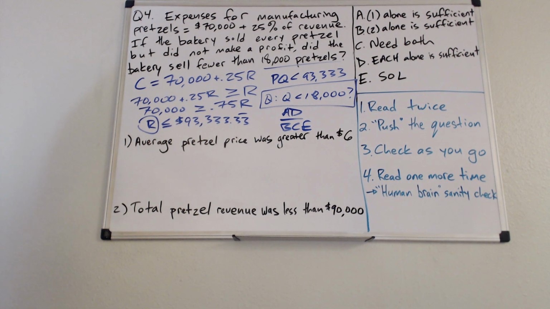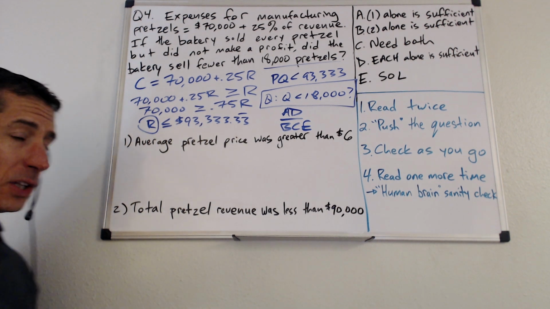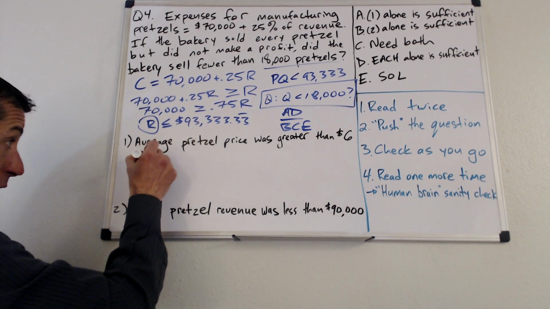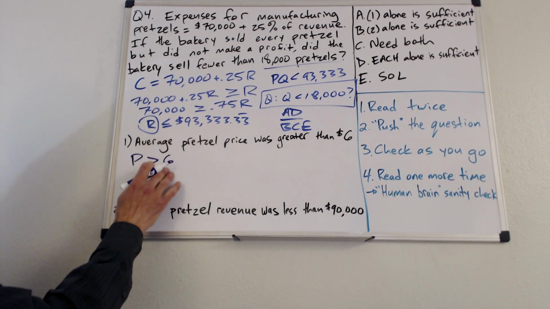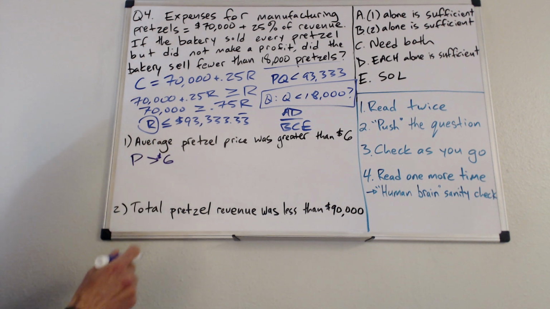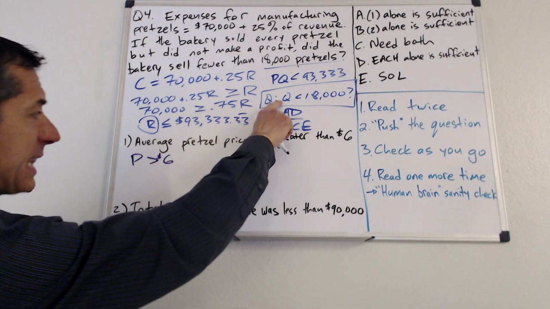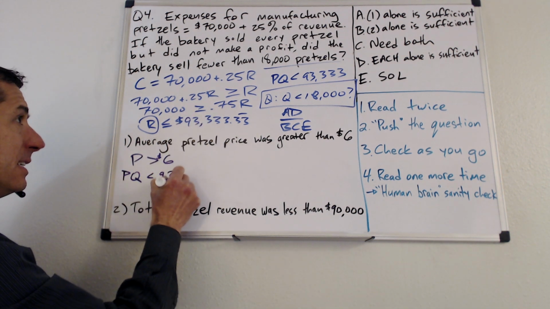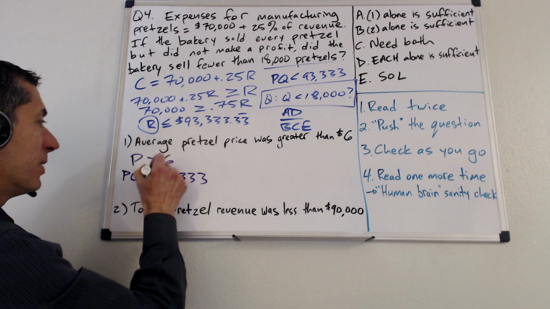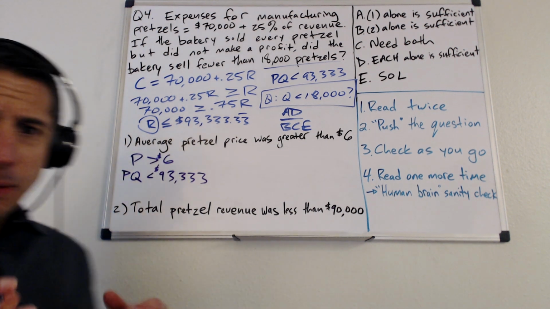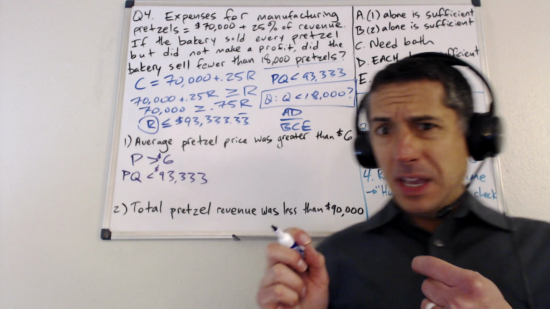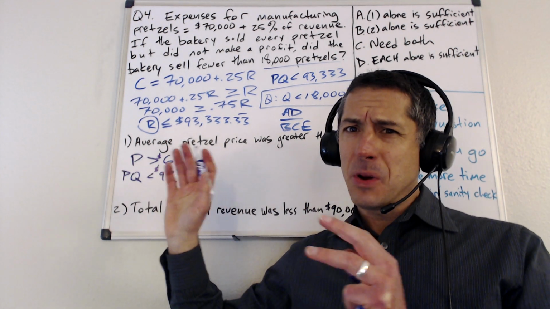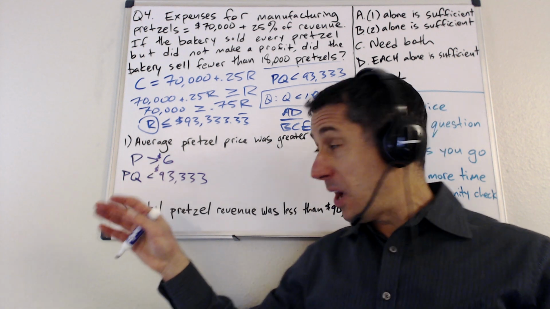Off we go. Average pretzel price was greater than $6. Now, mathematically, what makes it a little bit tricky, you could argue, is we know that the price is greater than $6. And what are we interested in? We're interested in getting at that quantity. We know that the price times the quantity has to be less than this 93,333. Now, if you're getting too mechanical and you go, oh, what's the rule for dividing out inequalities? You're kind of barking up the wrong tree. If that works for you, knock yourself out.